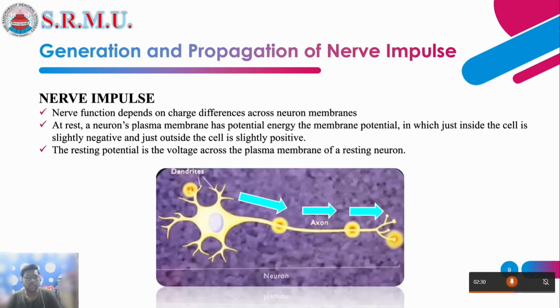So at rest, a neuron's plasma membrane has potential energy, the membrane potential, in which just inside the cell is slightly negative and outside is slightly positive. The resting potential is the voltage across the plasma membrane of a resting neuron.